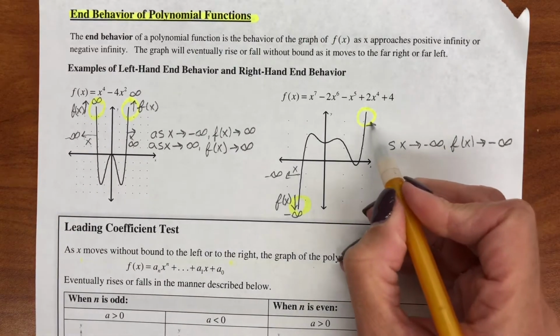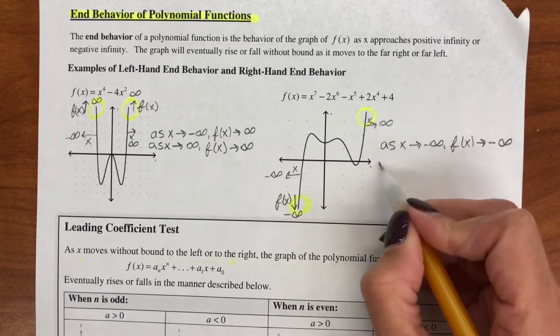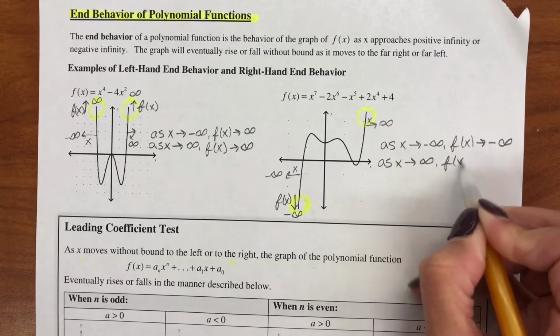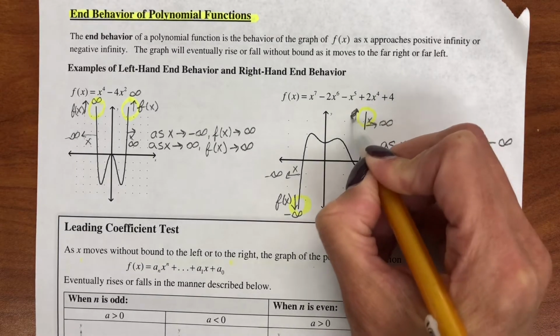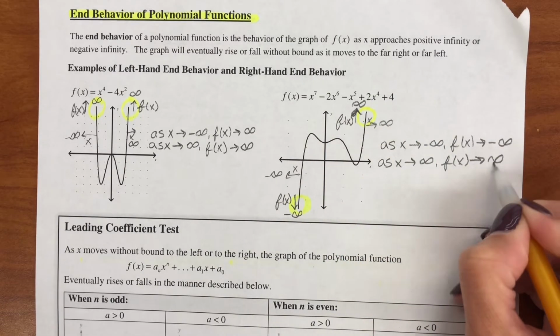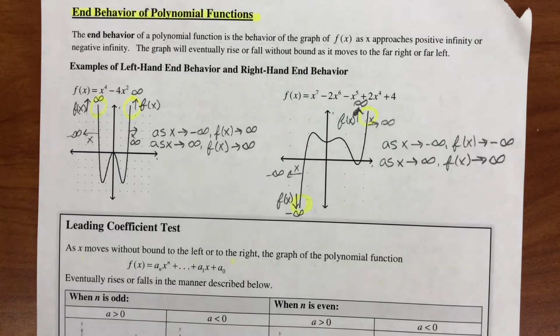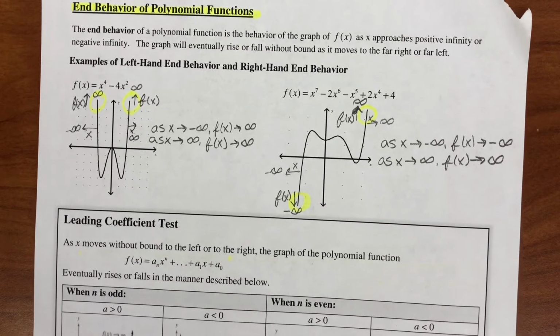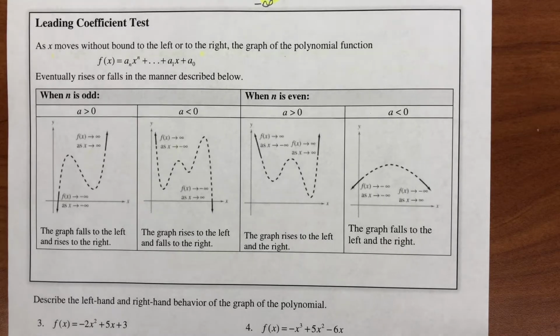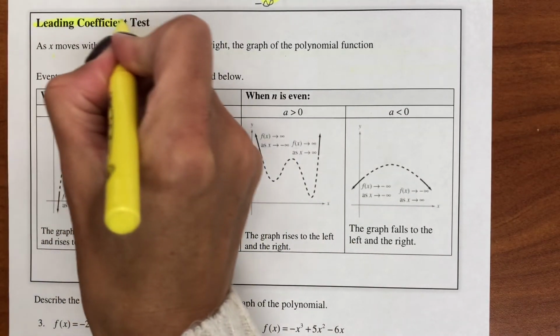And over here, x is approaching positive infinity, and so is f of x. F of x is going up, so it's approaching positive infinity as well. So that's left and right hand end behavior of the graph. And there's some rules for this. So what determines how the ends of the graph rise and fall? This is called the leading coefficient test.